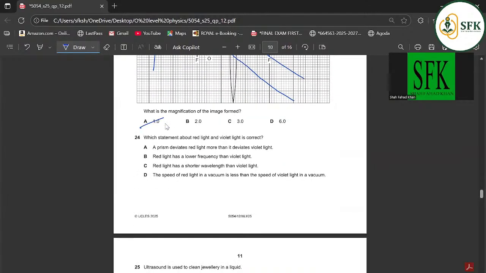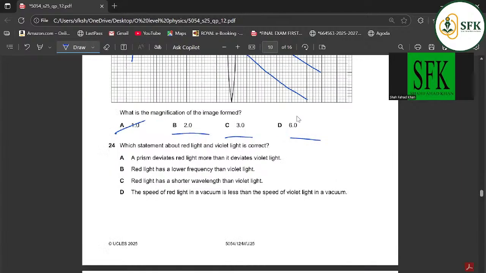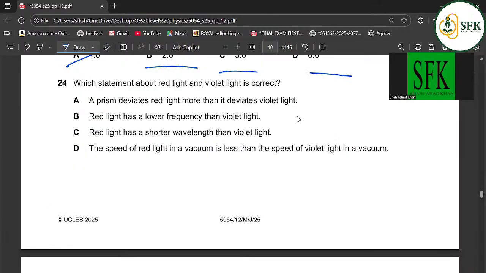Option A is the only one that is out. You can choose between B, C, or D. One of these is the answer. It has to be a bigger image. That's why.